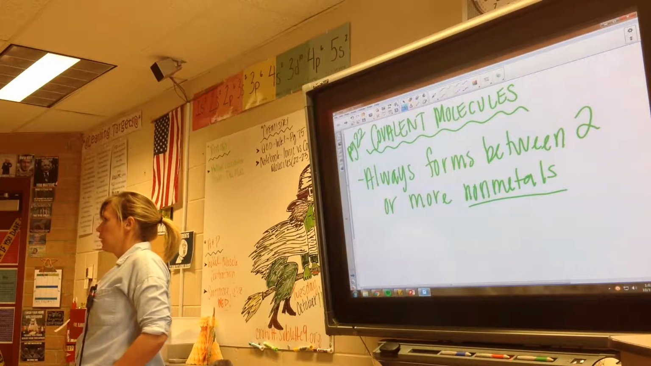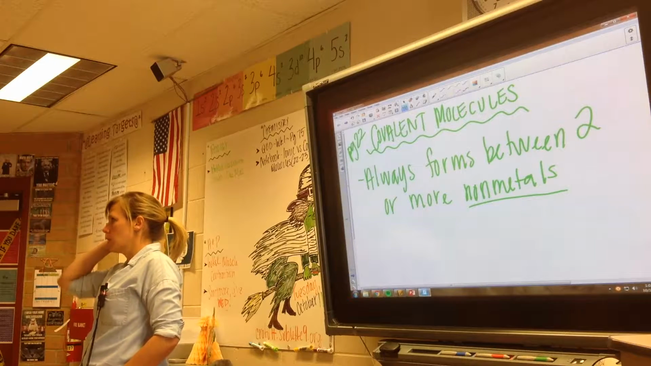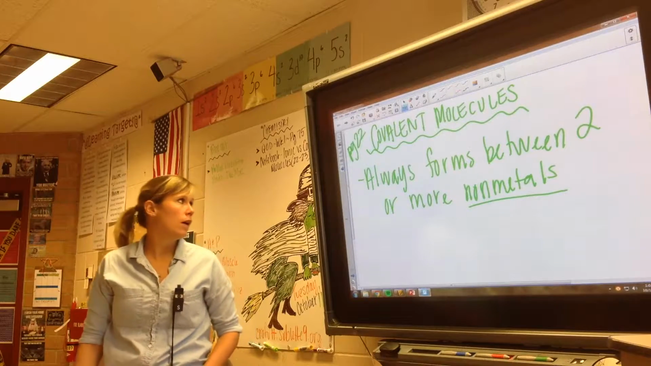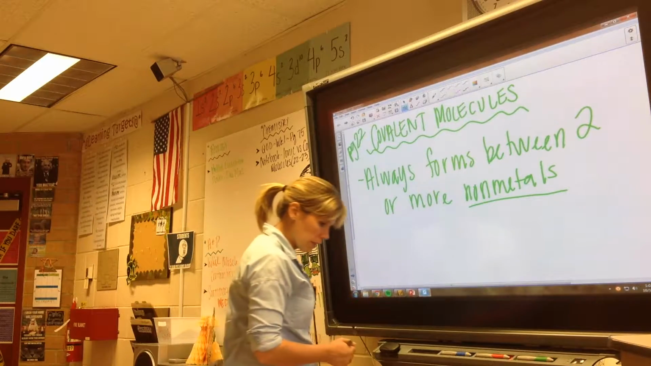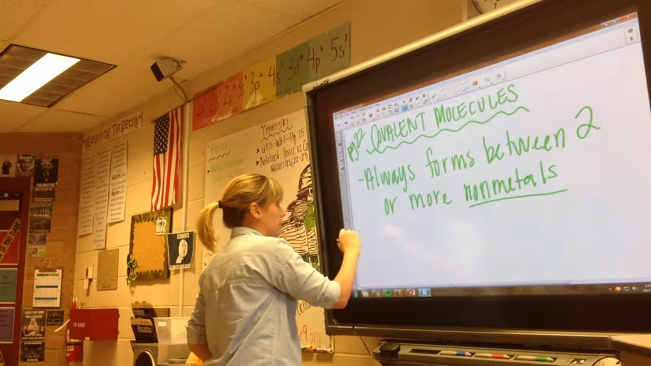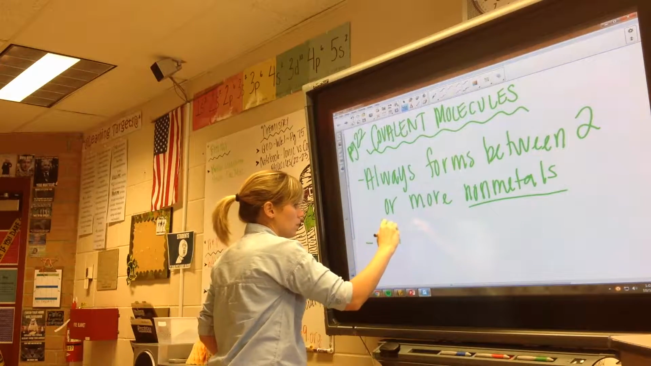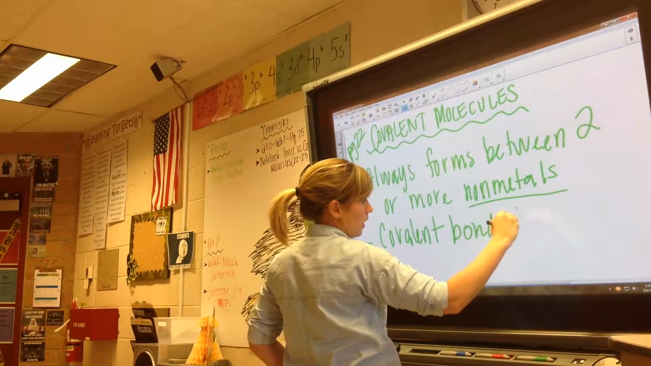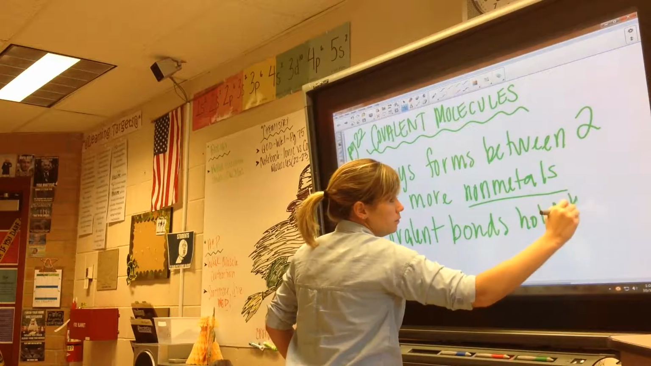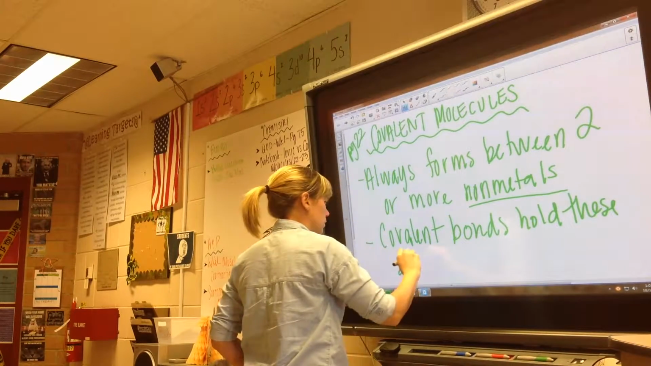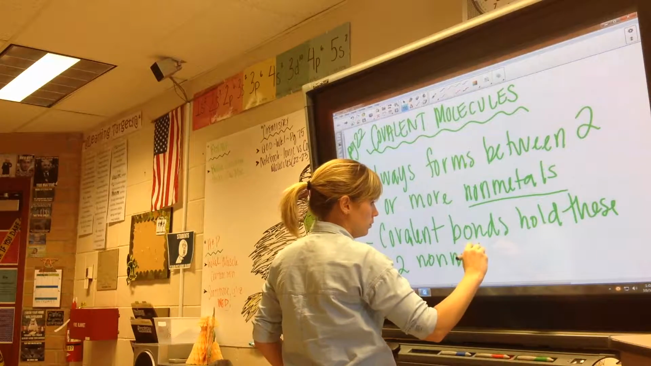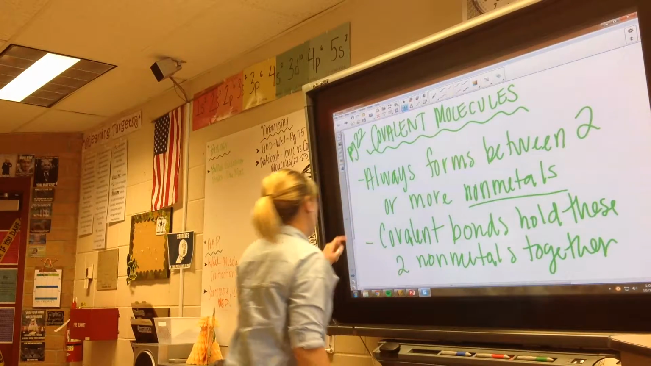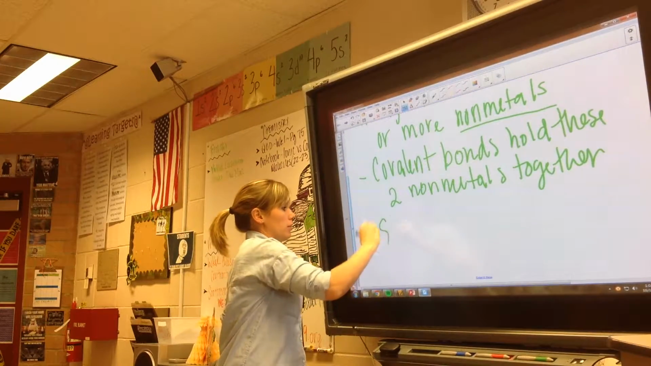Okay, you really have to force your noble gases to bond because they already have their 8. So that was the whole premise of why we form molecules to begin with, so they can get 8 in their valence shell. All right, what else we need to know is that covalent bonds hold these two nonmetals together. Okay, and how they do that is they share their electrons.